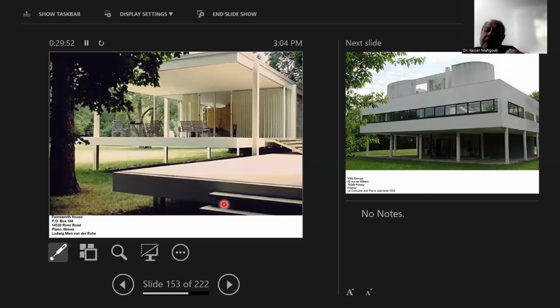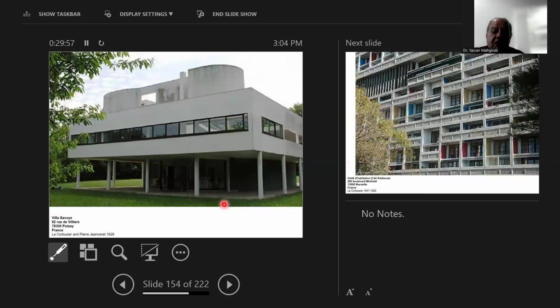Steel has its own merits because it gives you small sections and covers large spans. This is Villa Savoye in France by Le Corbusier, where he uses the five elements of modern architecture: the pilotis, the columns, the open plan, the free plan, the continuous windows, the roof, and the ramps. These are the five elements that Le Corbusier considered the trademark of modern architecture, which did not exist in architecture before.